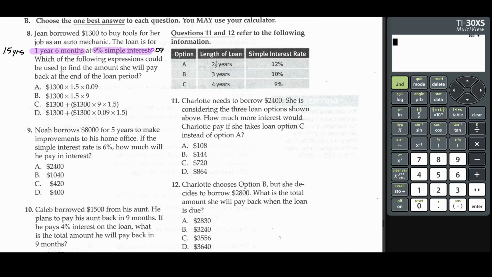Okay. Which of the following expressions could be used to find the amount she will pay back at the end of the loan period? So she will need to pay the interest, which is this calculation here, plus the loan amount. So the answer should be D.